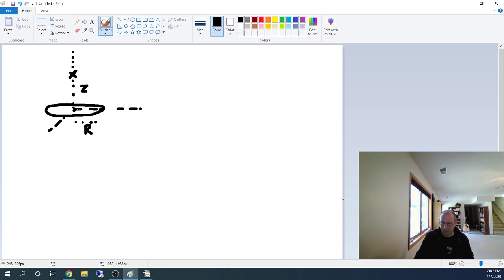It does. There's a problem in section 23.1 where we have a uniform ring of charge with a radius A, which we're going to call a capital R, and a total charge on it Q. The distance away above the axis is X, and we called it Z. So this is what we're going to do. We're going to use the electric field formula for that, and this is completely legal.